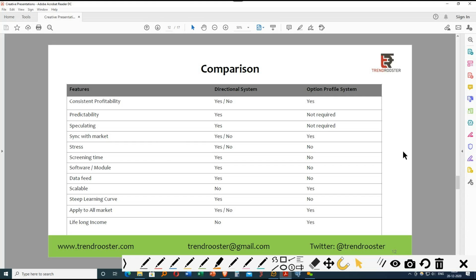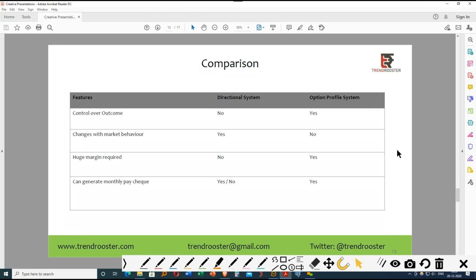Okay. Few more points to go through. Control over outcome. Do you have any control over the outcome? There are people posting 1:2 ratio, 2:3 ratio. Nothing. There is no such thing as controlling the outcome. Whenever you place it, the target may or may not hit. There is no way we can control the outcome. In option profile trading, we can control the outcome.